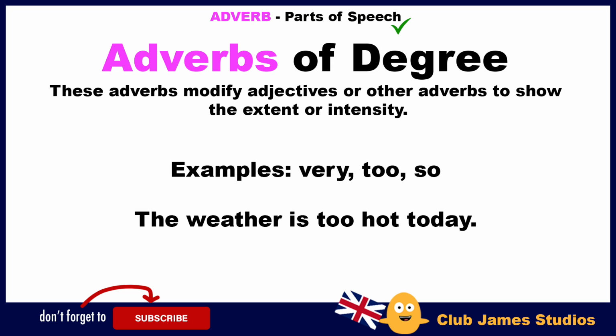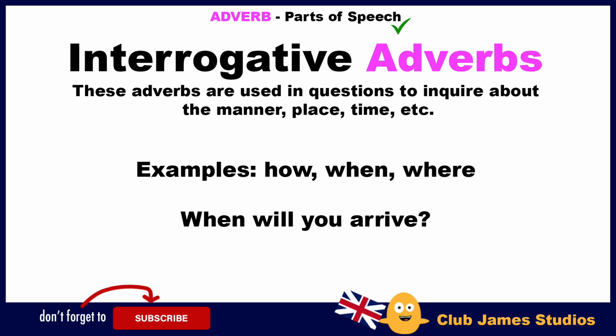Adverbs of degree. These adverbs modify adjectives or other adverbs to show the extent or intensity. Examples: very, too, so. The weather is too hot today. Interrogative adverbs. These adverbs are used in questions to inquire about the manner, place, time, etc. Examples: how, when, where. When will you arrive?